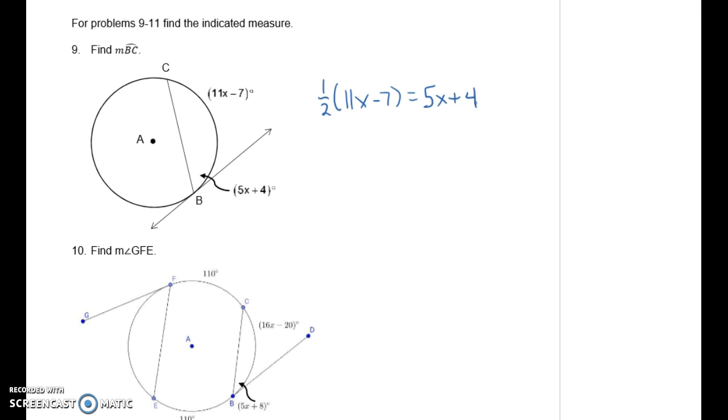my tangent chord angle. Now again, I don't think I want to distribute that 1/2 because I'm going to be introducing fractions that I really don't want. So I think probably my best option is to get rid of that 1/2 and multiply both sides by 2. 11x minus 7 equals 10x plus 8. And then we're going to solve. So I'm going to bring the 10x over to give me 1x, and bring the negative 7 over to give me 15. We want to find arc BC.